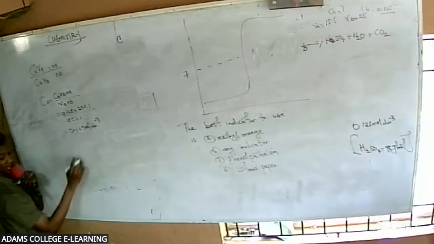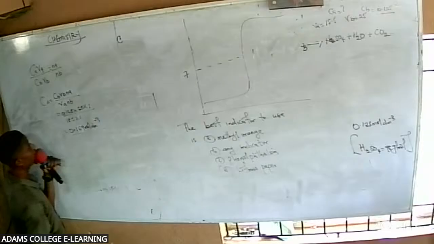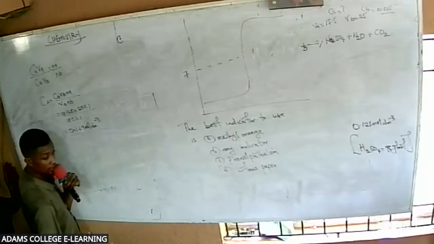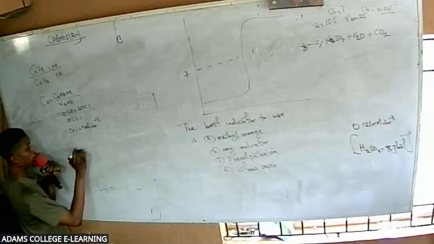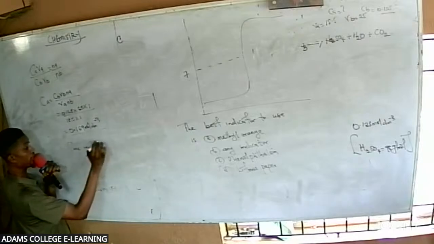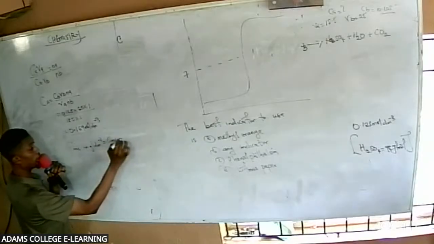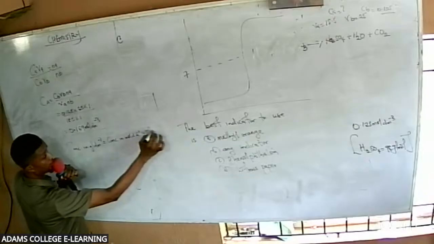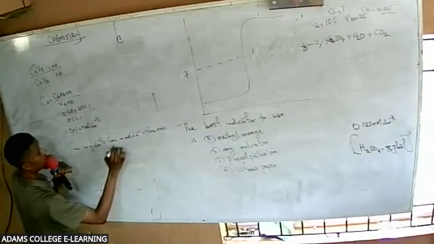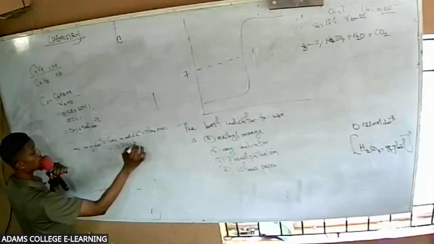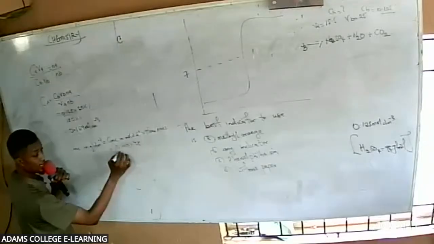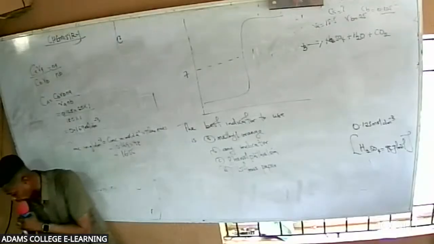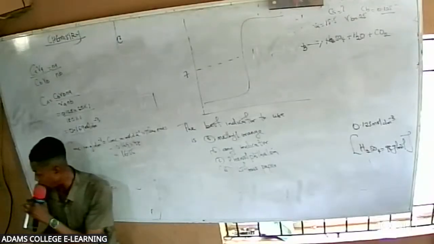Now this is your CA in mole per dm cube. Now, how do you convert this to gram per dm cube? Concentration in gram per dm cube is equal to concentration in mole per dm cube times molar mass. So it's 0.169 times 98. So what do we get? 16.56.